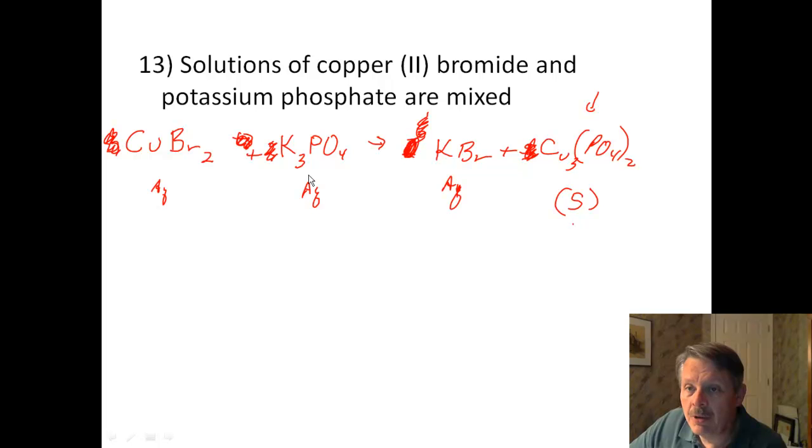I have 3 coppers. I need to have 3 coppers on the left. I've got 6 bromines now. That means I need 6 potassiums. It means I need 2 in front of there because I need 2 phosphates and 6 potassiums. So now I have something that is balanced. I like that much better. All right.